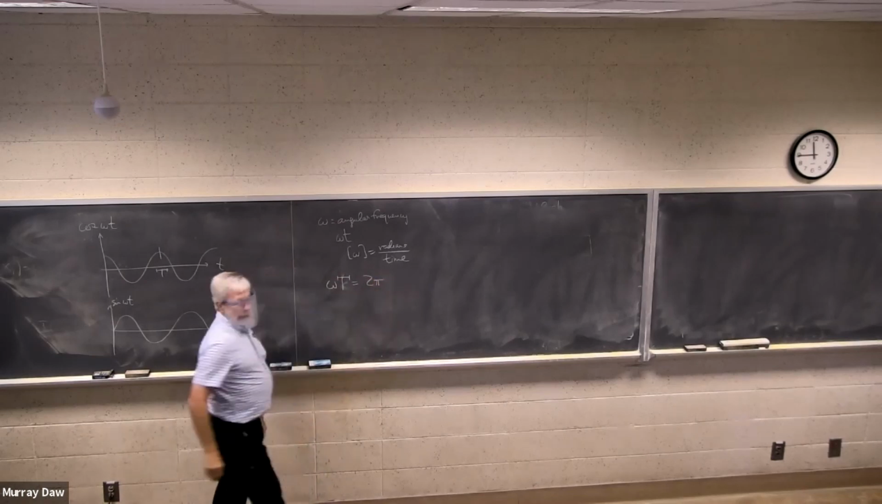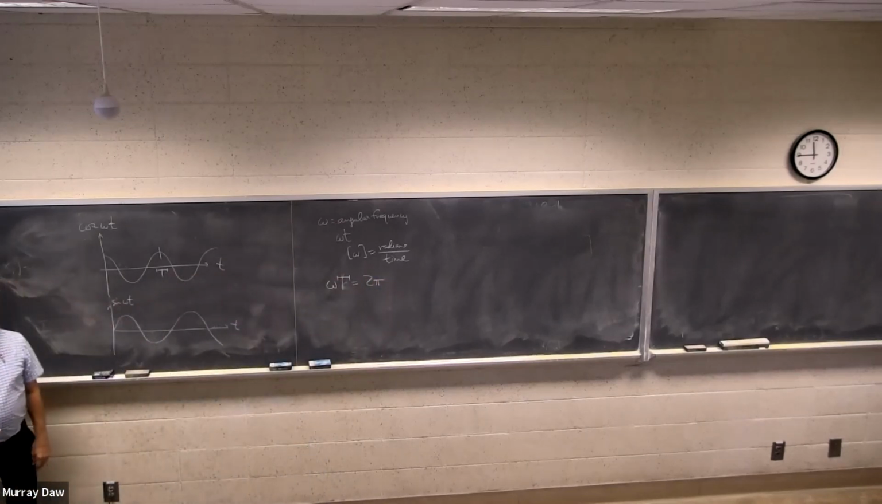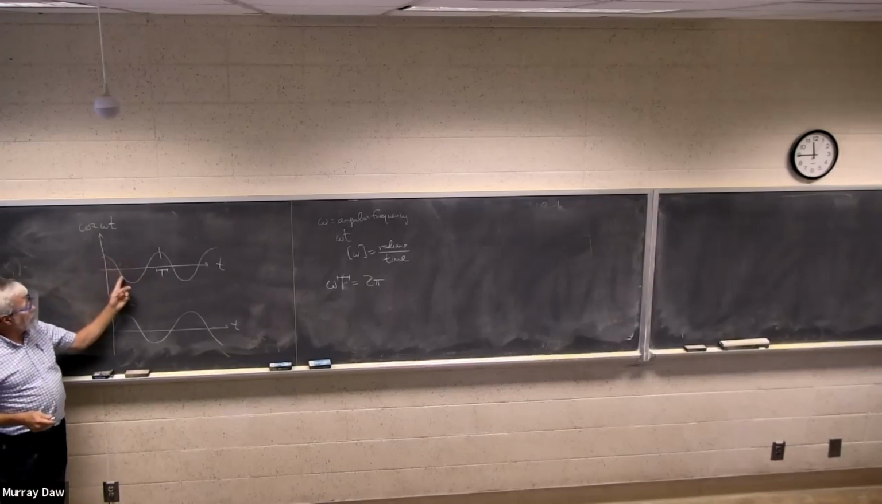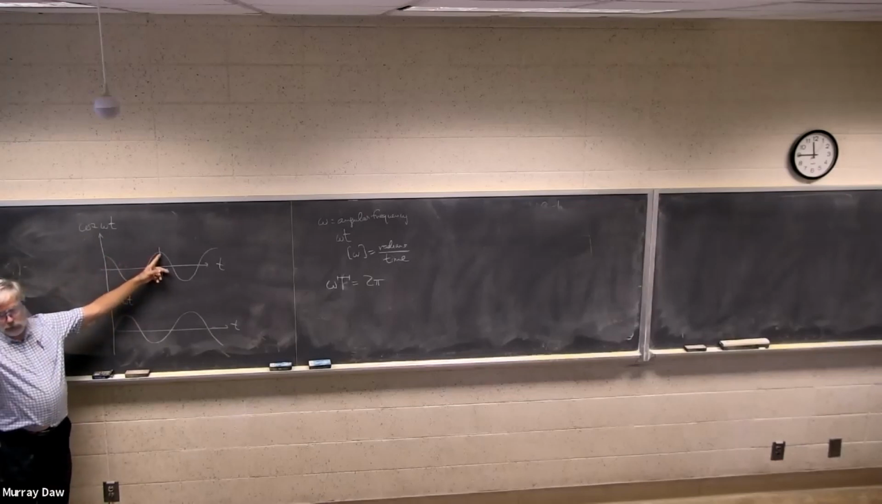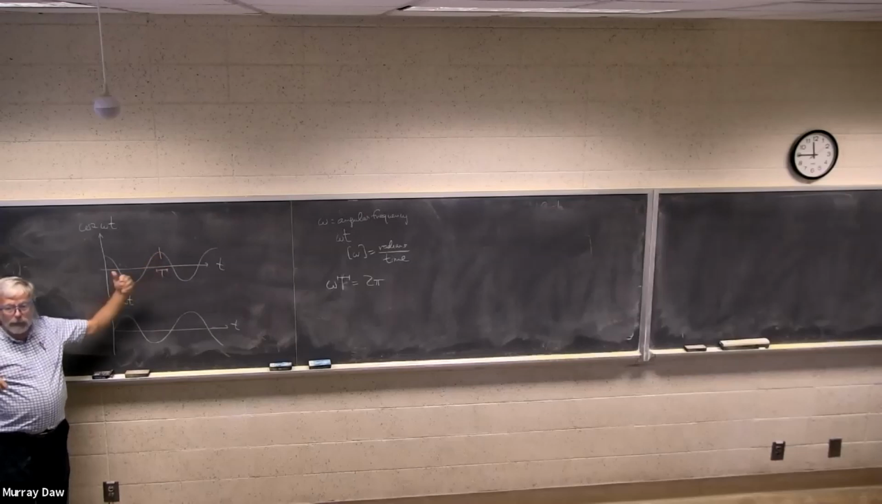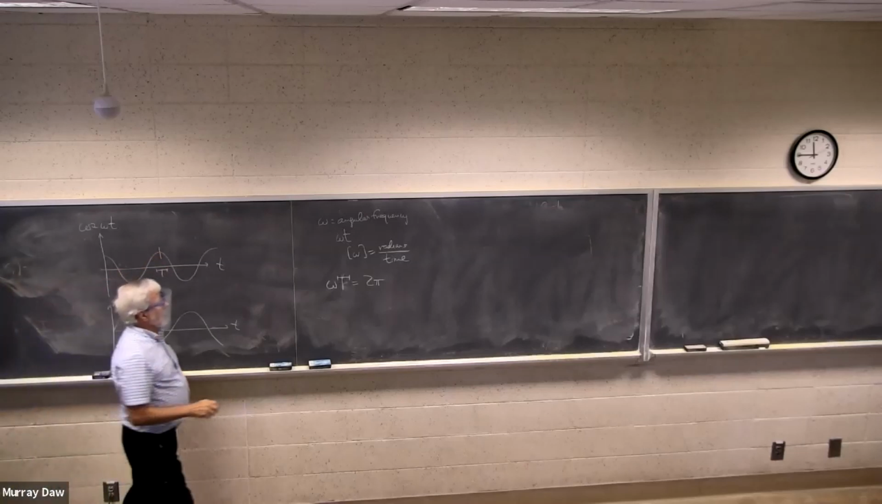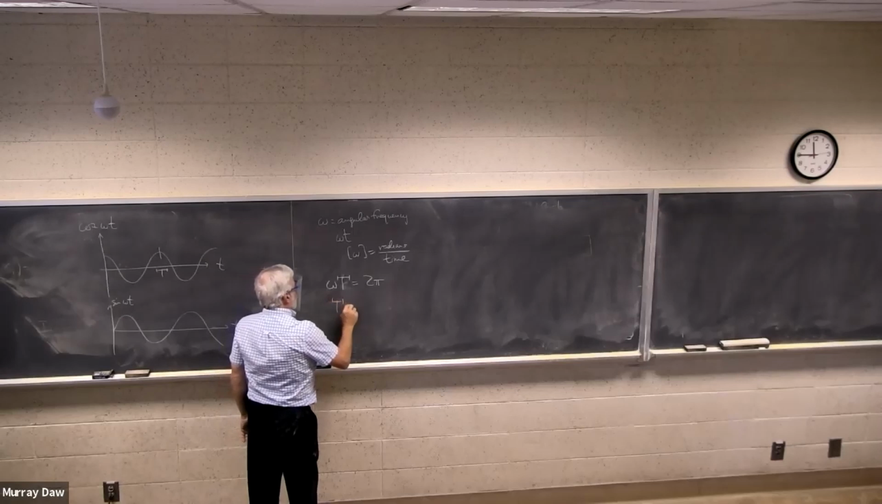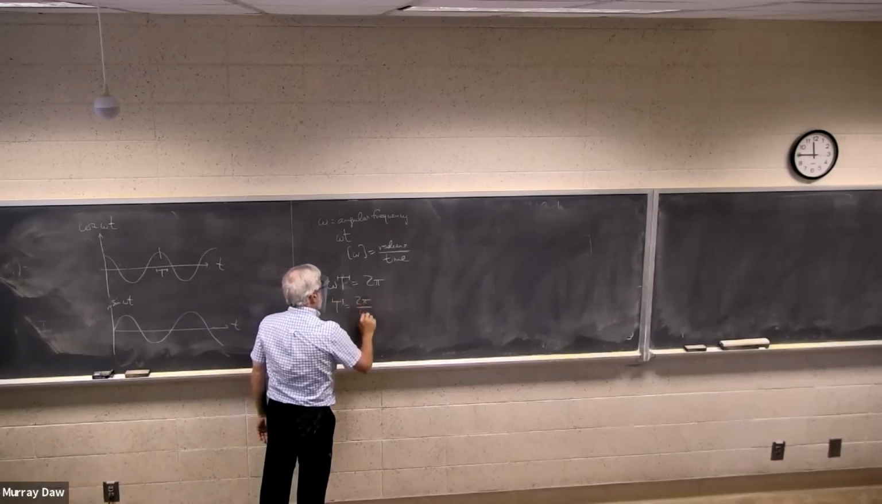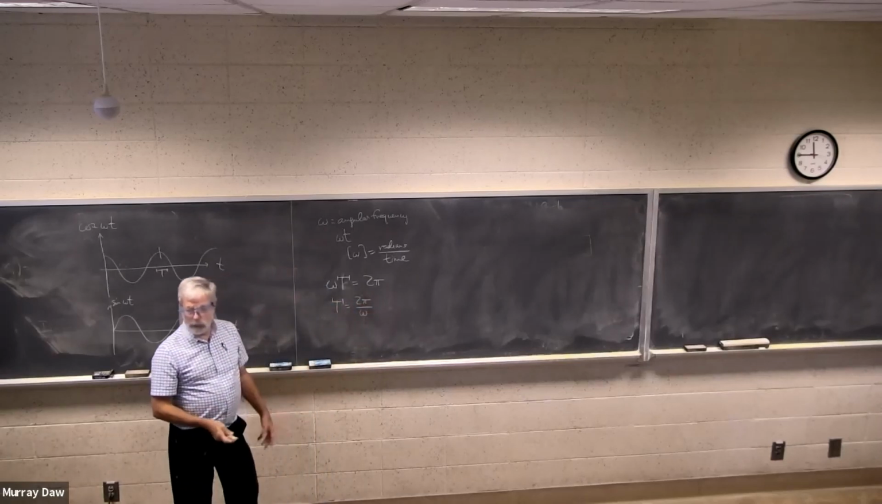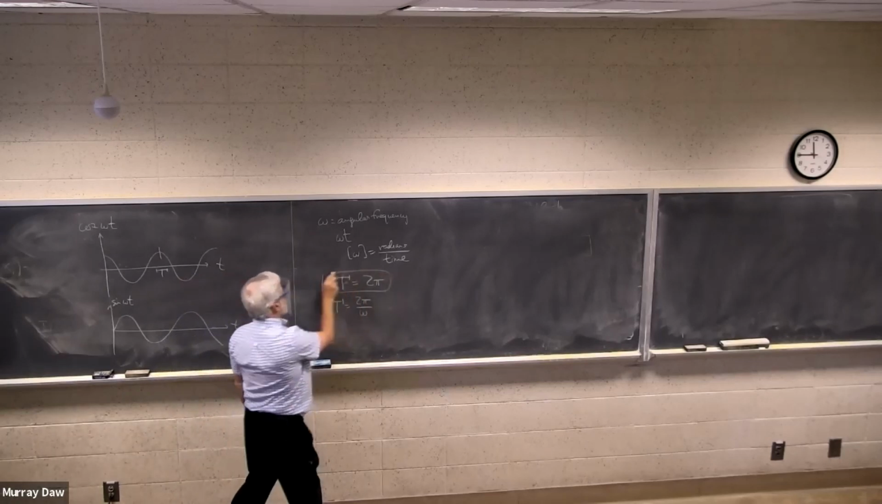Now we want omega T to be 2 pi, right? Because cosine goes from cosine of 0 all the way around the circle to 2 pi, and returns back to its initial value. So the period is 2 pi over the angular frequency, or the angular frequency is 2 pi over the period, whatever way you like to do it. This is the relationship.